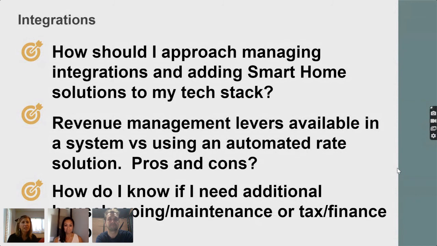Mm-hmm. So let's move, just doing a time check here in our last few minutes, to revenue management levers available in maybe one of your systems or other similar property management marketing systems versus using an automated rate solution, and pros and cons, and what you see your clients doing maybe. Let's start with you on this one, Paul.